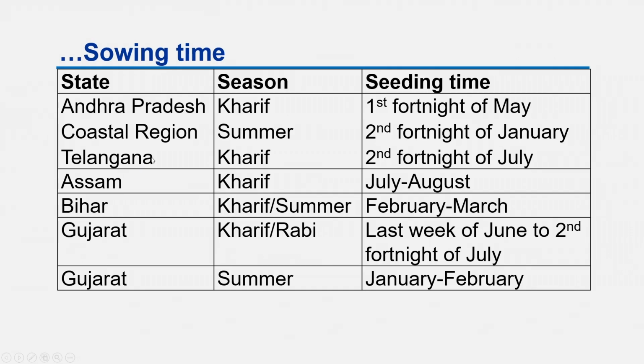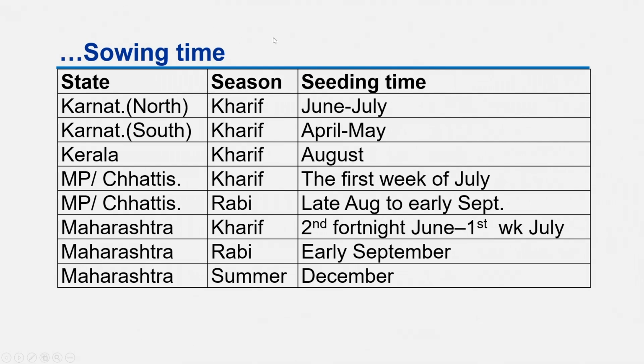So you can see for Andhra Pradesh in Kharif, first fortnight of May. In central Telangana, summer it is second fortnight of January. For Kharif crop, it is second fortnight of July. Assam, Kharif crop, July, August. Bihar, Kharif or summer, February to March. Gujarat, Kharif/Rabi, last week of June to second fortnight of July. Gujarat, summer, January, February. Karnataka North, Kharif crop, June to July. Karnataka South, Kharif, April to May.